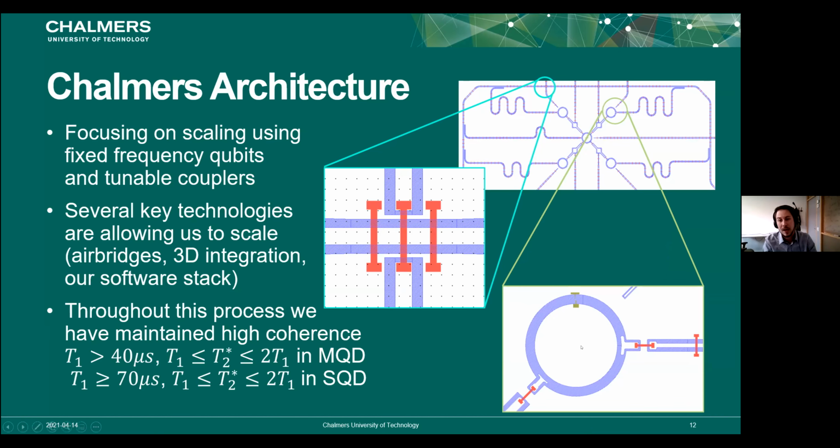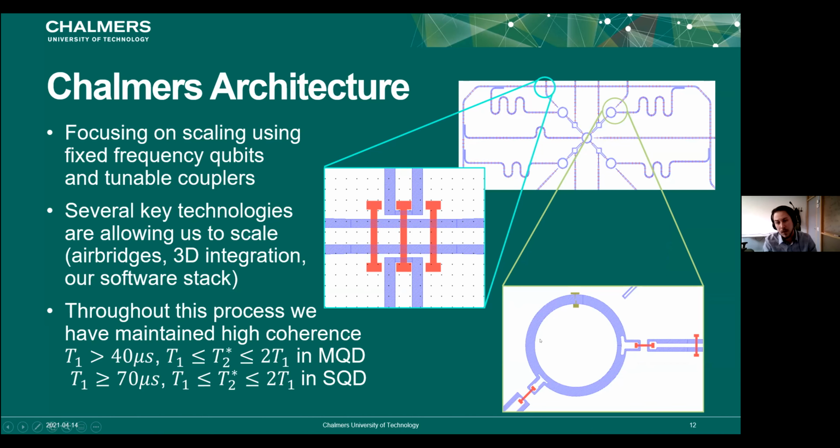In our case, we actually are starting to use these air bridges for routing, for crossovers of our different control lines, as well as we're using these air bridges to be acting as crossovers to provide galvanic contact between different elements so we can save on footprint.